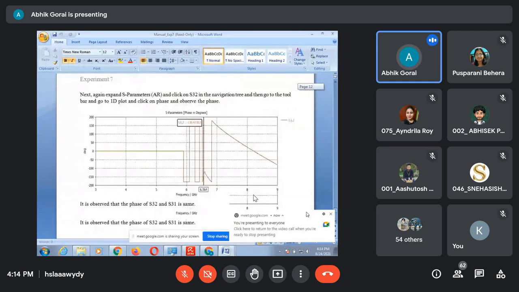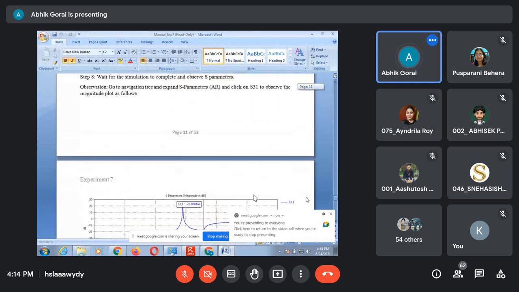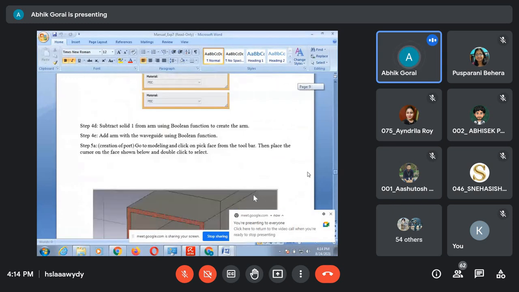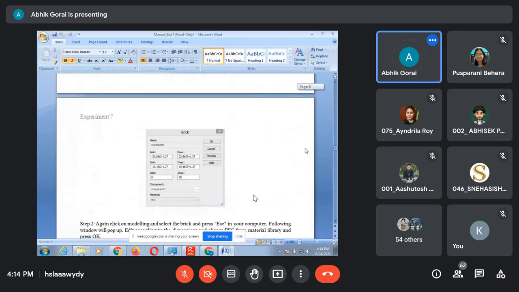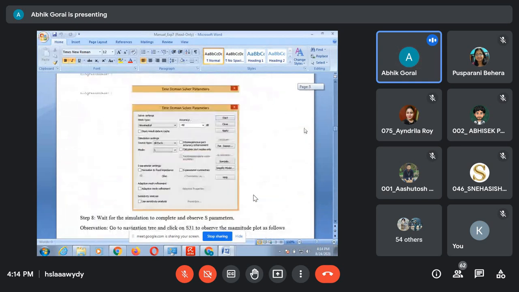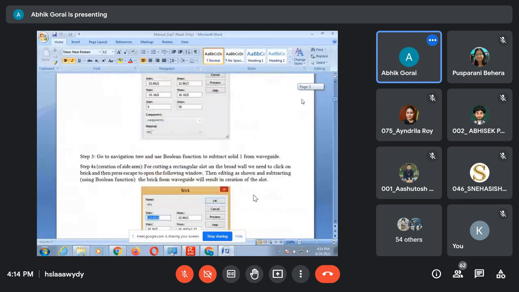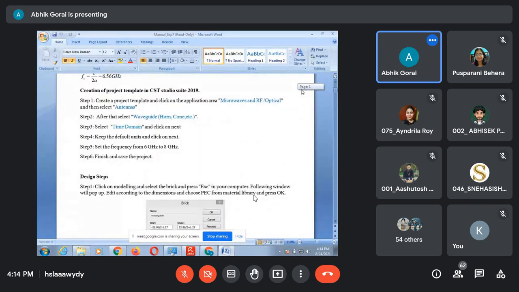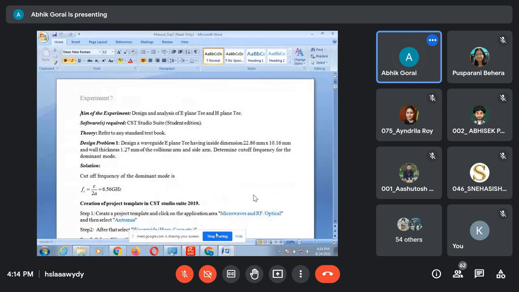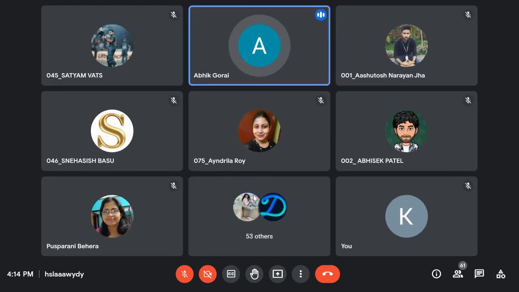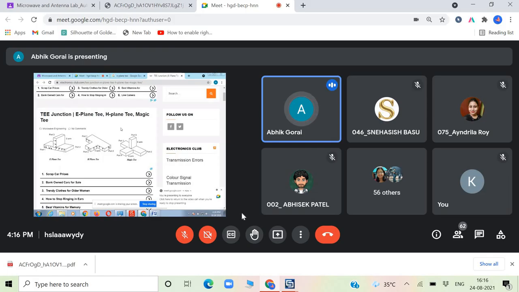Just give me some time because I have not included the picture yet. You can very well look from the site. You can type simply E-plane T and H-plane T. You can find the picture, or it is a very standard picture you can find in any textbooks.